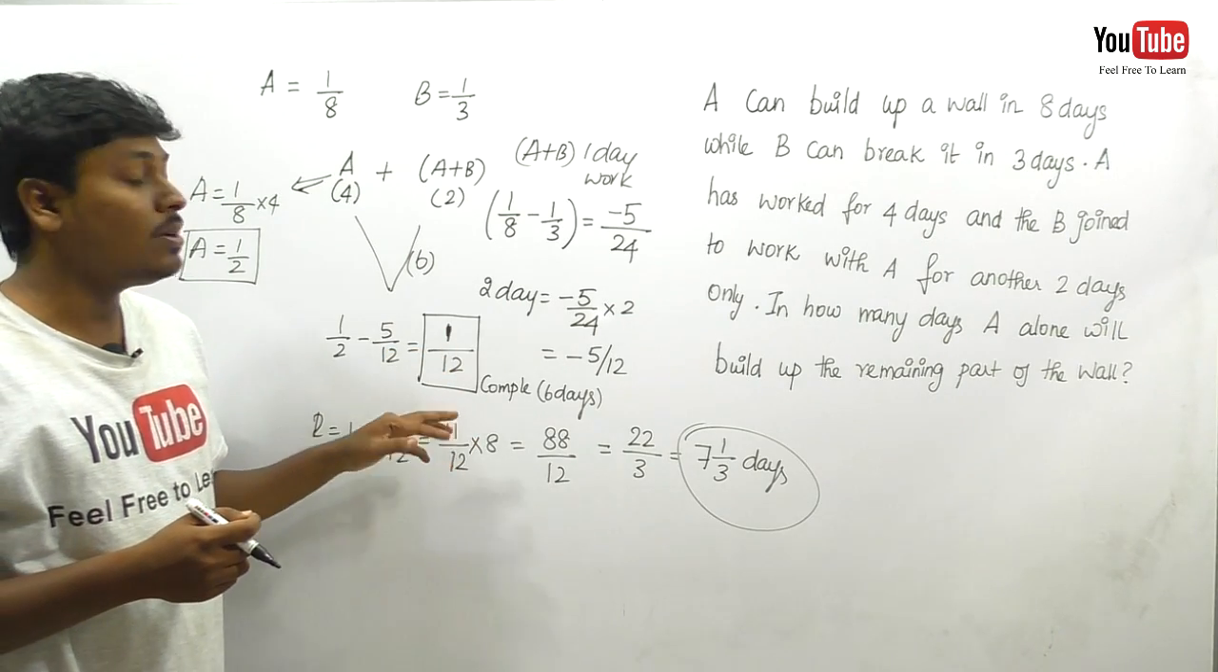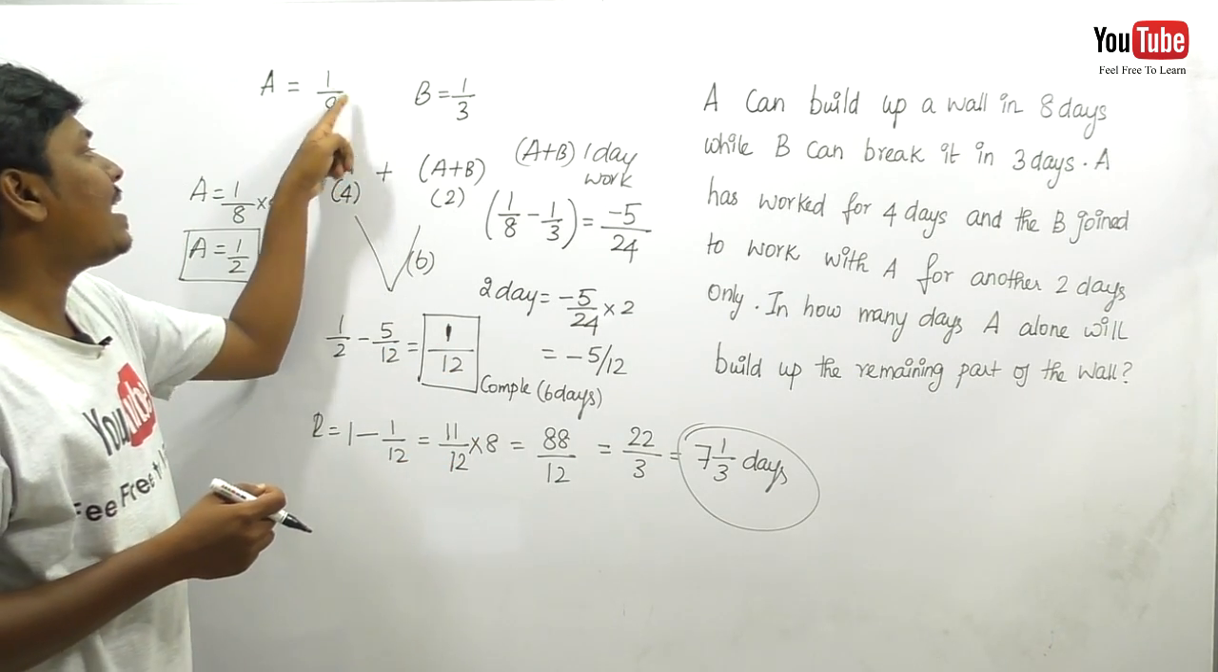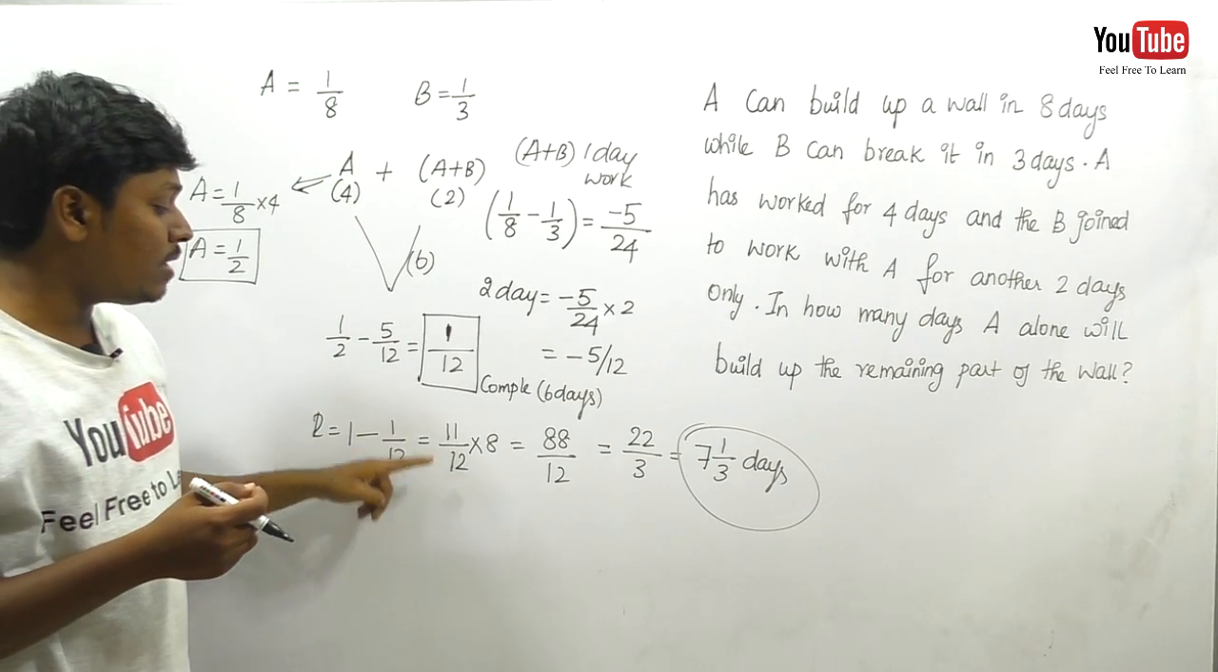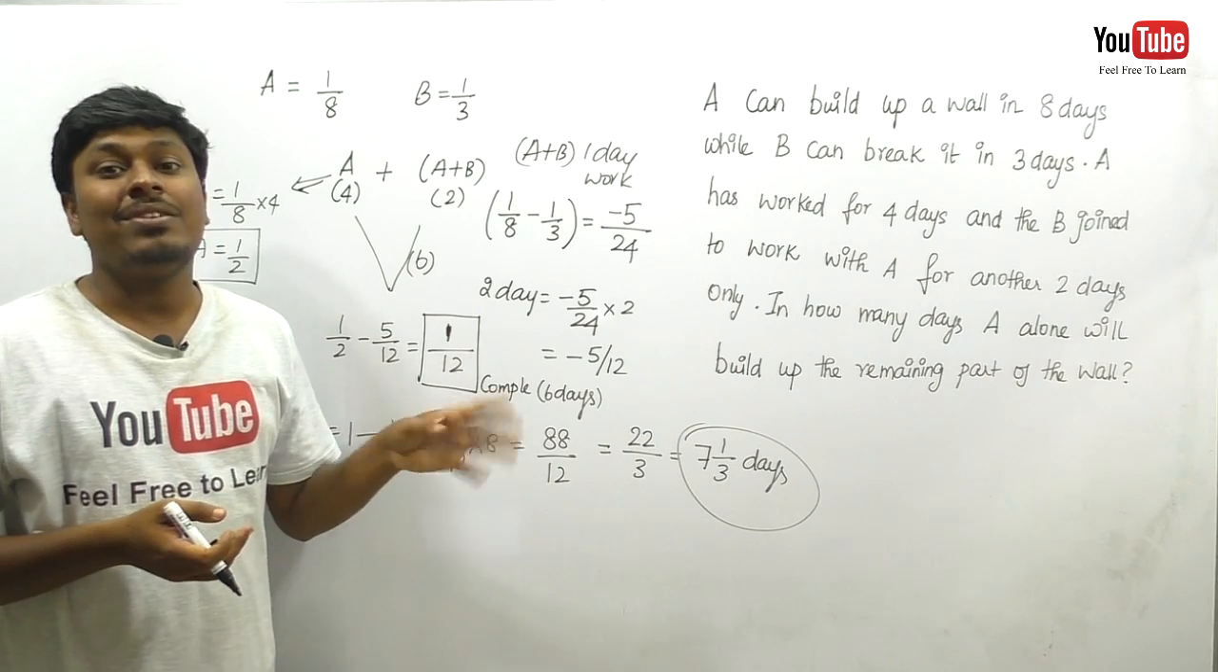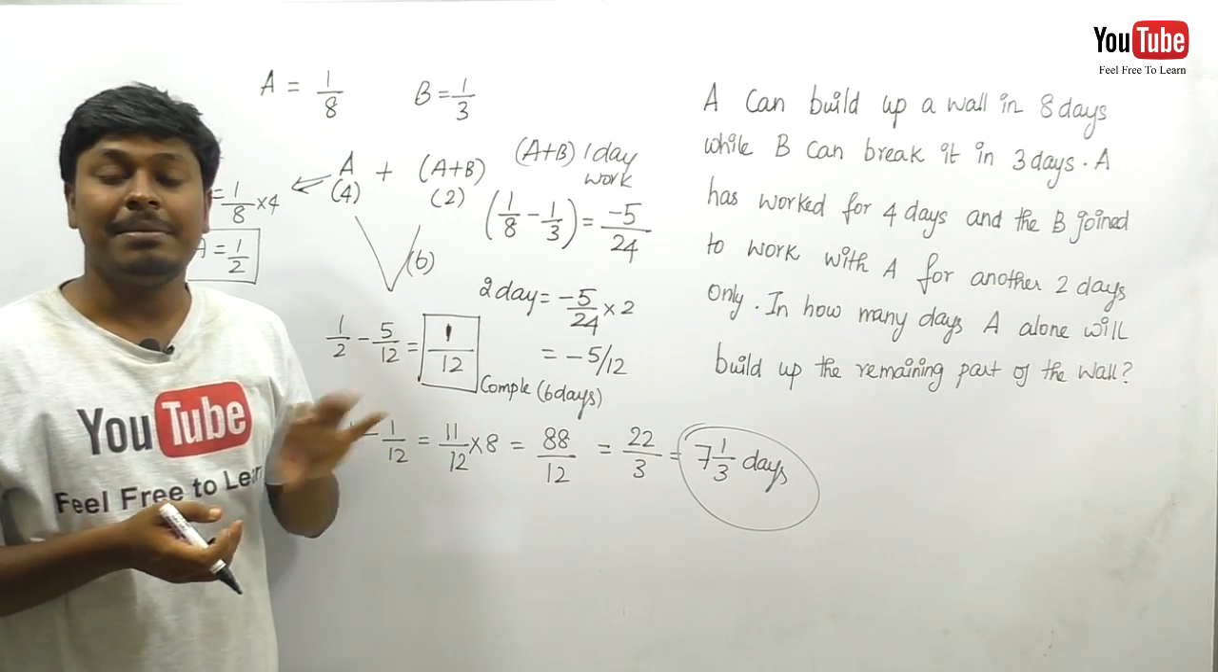So 11 by 12 of the work should be done by A, where A can complete the work in 8 days. So 11 by 12 into 8, that is 88 by 12. So finally we can say that 7 1 by 3 days A can complete the remaining part of the work.